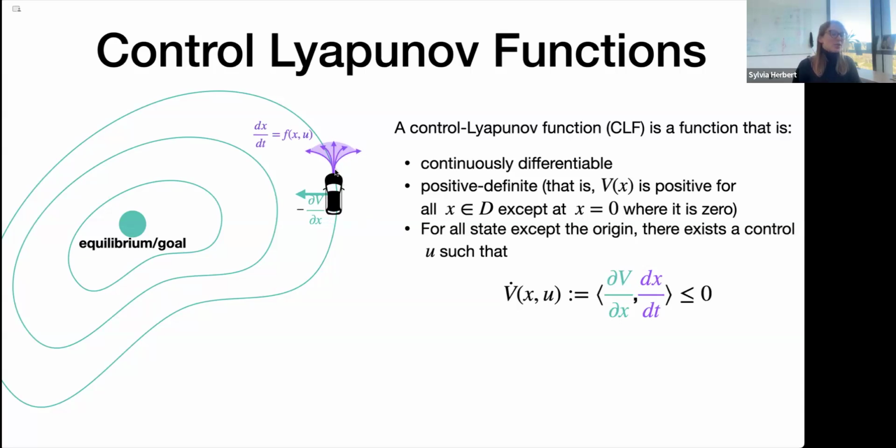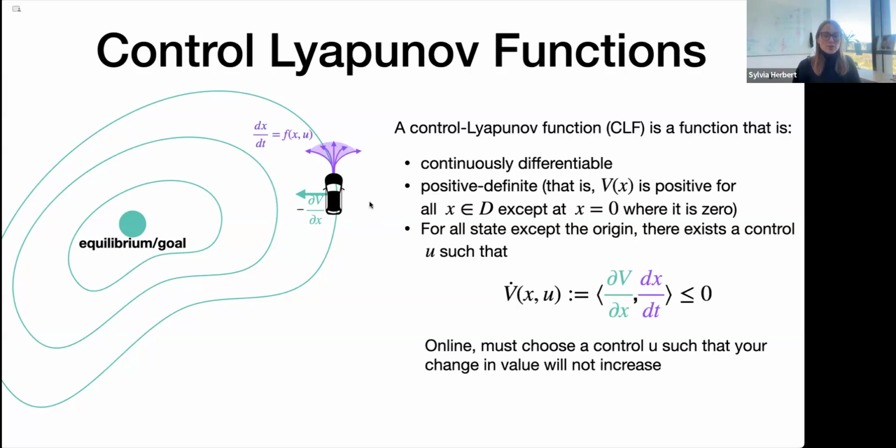So these are the different options of where it can go. And I want to look at the inner product between these two and ensure that it is pointed towards the equilibrium. So online, you must choose a control such that your change in value will not increase. This essentially means that you're restricted to these different futures for your car. Note that since we're saying that it only has to be less than or equal to 0, this could get stuck and not decrease. You could choose a control such that you are always moving along this level set and never actually moving closer to your goal.